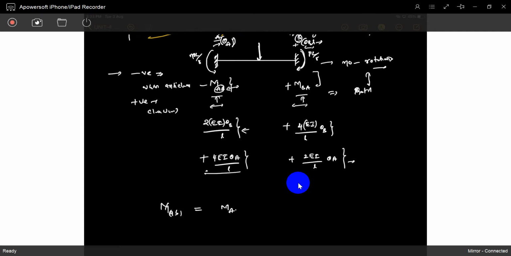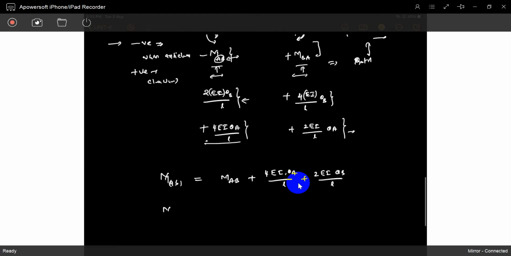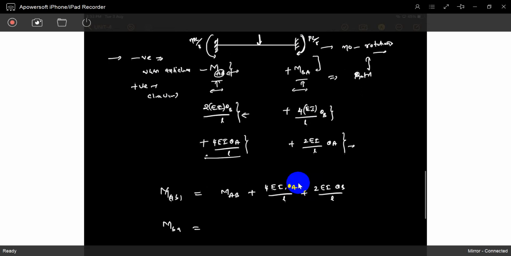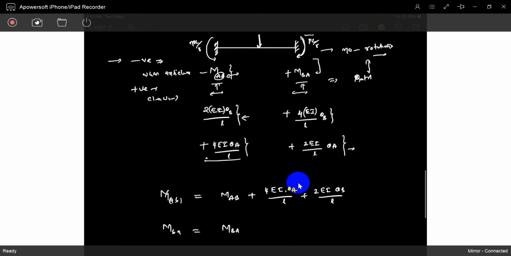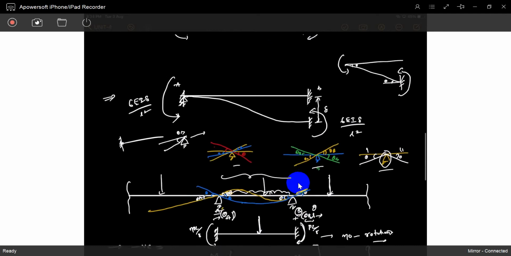Fixed end moment MAB, fixed end moment MAB plus how much? 4EI theta A by L plus 2EI theta B by L. Okay, so now I will write BA. So BA is what? Fixed end moment of BA. Same thing, 2EI theta A by L plus 4EI by L into theta B. That's it. And also I will include this value also.